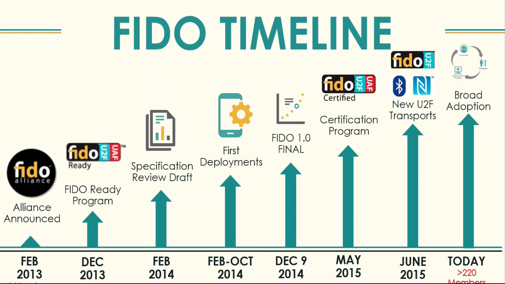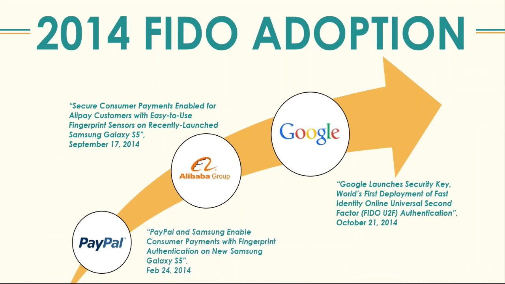Next slide, please. So here's 2014: PayPal, the Alibaba Group, and Google launched support for FIDO 1.0 specifications. This created some buzz in the marketplace, and these were the early adopters that were getting in. And then this year, if you can switch to the next slide, please.